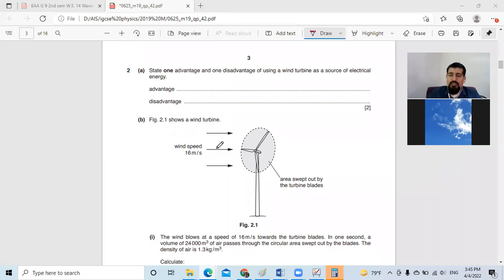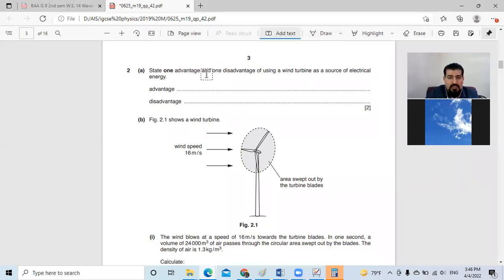Most of you sent me correct answers. The advantages are that it doesn't use fossil fuel, there is no fuel cost, it doesn't make pollution or produce carbon dioxide. Also, it is a renewable energy source, as most of you told me. And don't forget, it does not contribute to global warming, or the greenhouse gas effect. So you can write any answer.